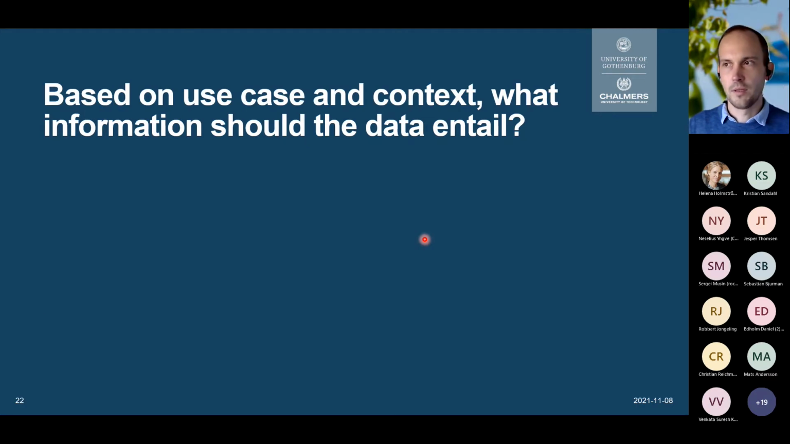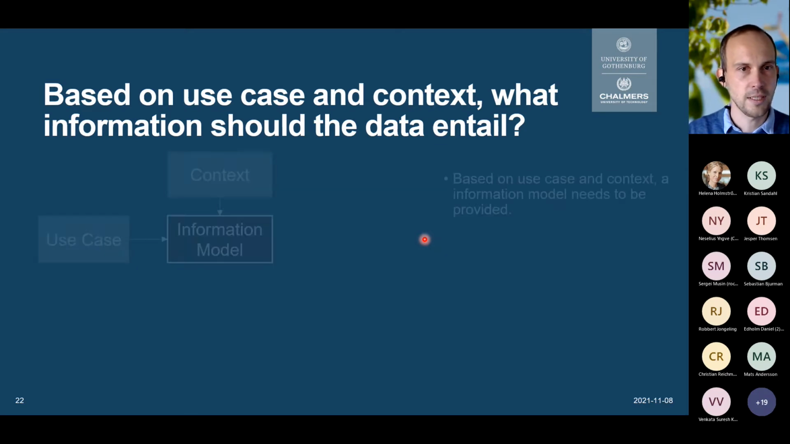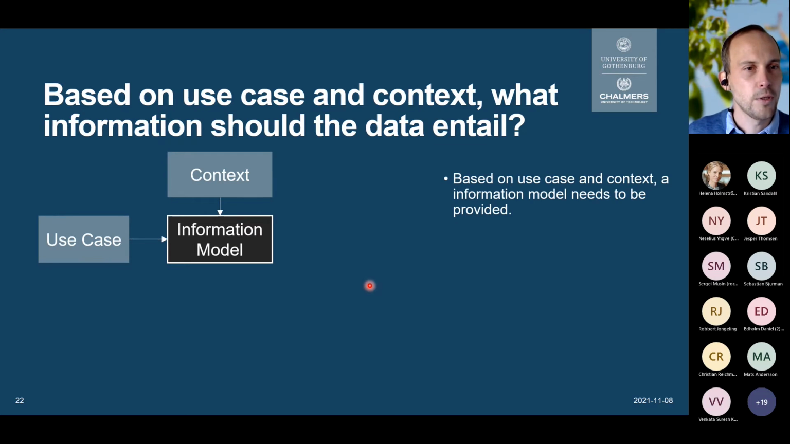Now we looked at the data quality attributes, but this only looks at the quality of the data, meaning how the data is or how information is presented to a system. But we also need to look at what information the data should entail based on the use case and context. For that, we propose to develop some form of information model, and that work just recently started. So I do not have any clear results yet. I can only propose the idea.